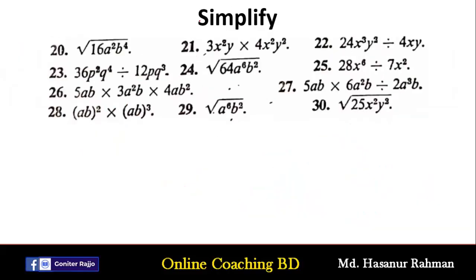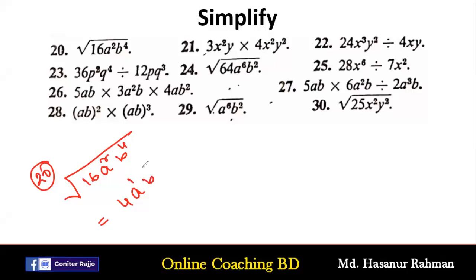Now number 20. Number 20 is also a very easy thing. Look at this. 20 says square root of 16 a square b to the power 4. We know that square root of 16 will be 4, and a square. We know that square root means we have to divide the power by 2. So if we divide 2 by 2, it will be 1, and b to the power 4 by 2 will be 2. So that will be our answer.